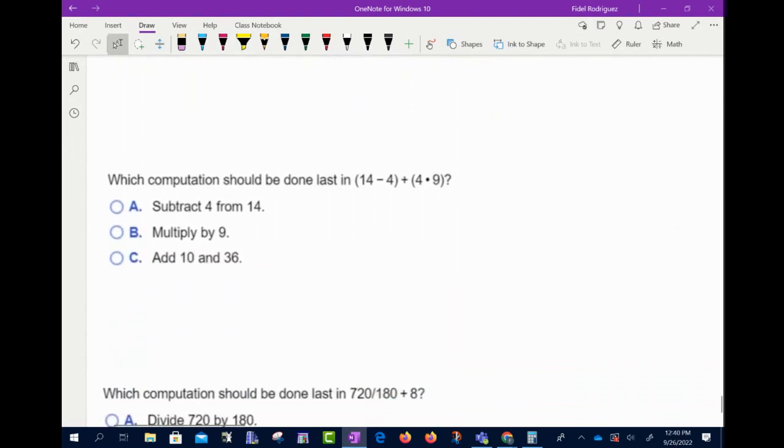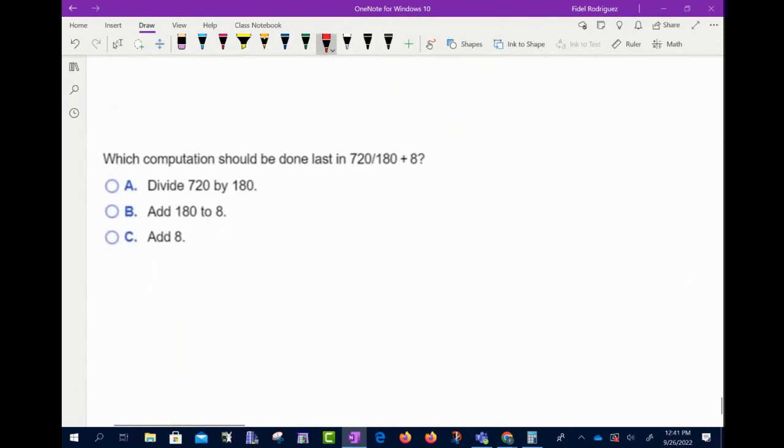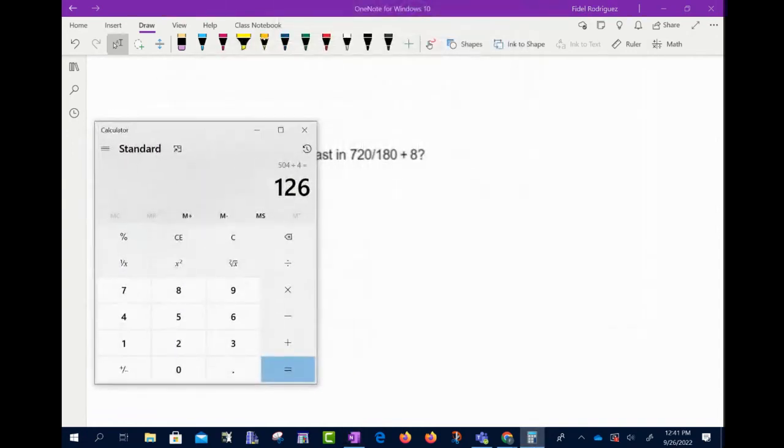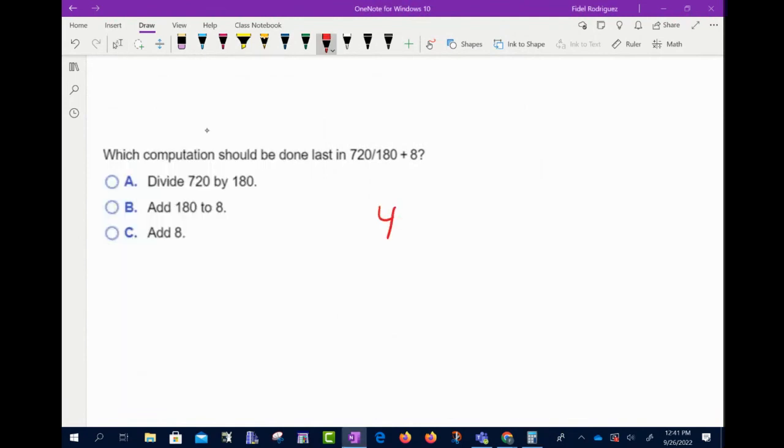All right. And so the next one, again, I'm just kind of going through the motions here, right? If I'm doing my parentheses first, 14 minus 4 is 10, plus 4 times 9 is 36. So the last thing we would do is we would add 10 and 36, right? Okay. And let's see. The next one says, what computation should be done last in 720 divided by 180 plus 8? So I know I'd have to do my division first. So whatever 720 divided by 180 is, 4. And then we're going to add 8. So the last thing we're going to do is add 8, right?